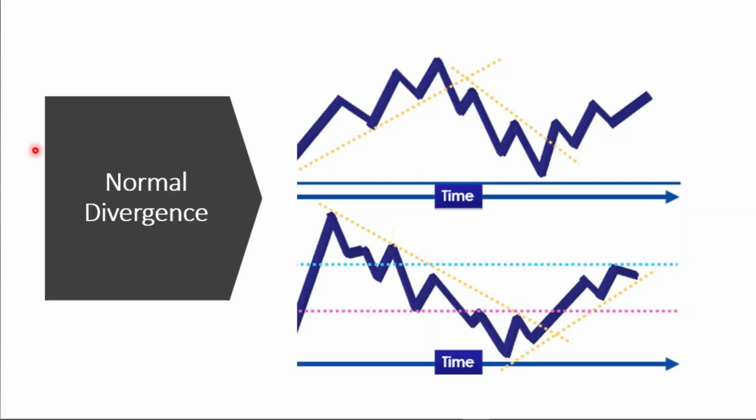So for example, we'll look at a few bullish and bearish normal divergences here today. There are a couple of other divergences, reverse divergences or hidden divergences. We'll just discuss normal bullish and bearish divergences.